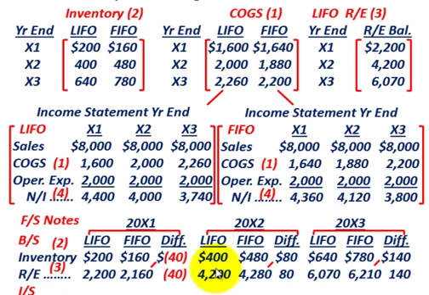Looking again at our LIFO retained earnings, that balance for year X2 was 4,200. But converting over to FIFO, we increase our retained earnings by 80,000, up to 4,280. So you can see what was going on here. We had more inventory at the end of the period for FIFO versus LIFO. That means we used less inventory.